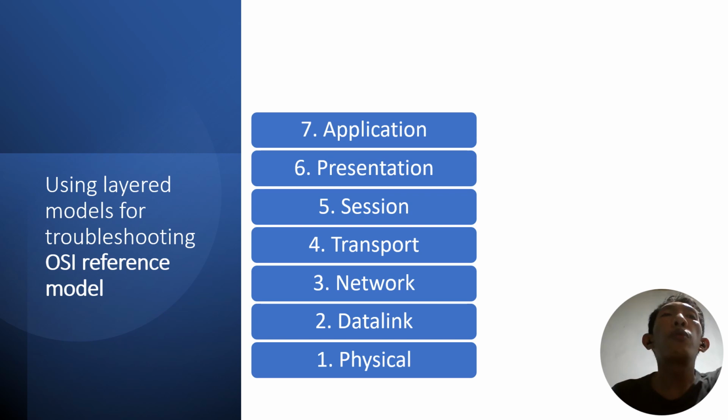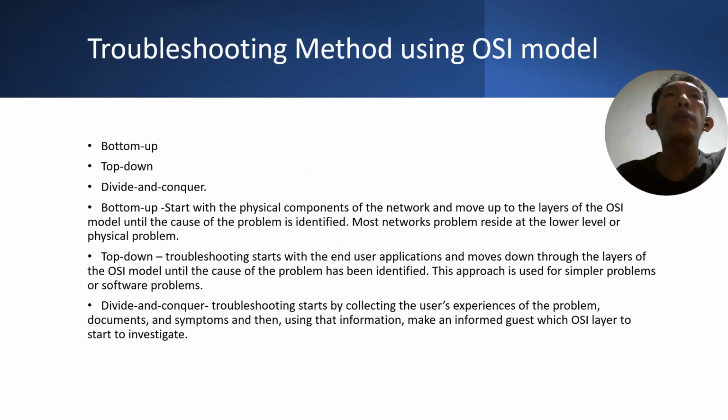Using a layered model for troubleshooting: the OSI reference model. There are three methods of troubleshooting using the OSI model. First is bottom-up, second is top-down, third is divide and conquer. In bottom-up, start with the physical components of the network and move up through the layers of the OSI model until the cause of the problem is identified. Most network problems reside at the lower level, as physical problems.